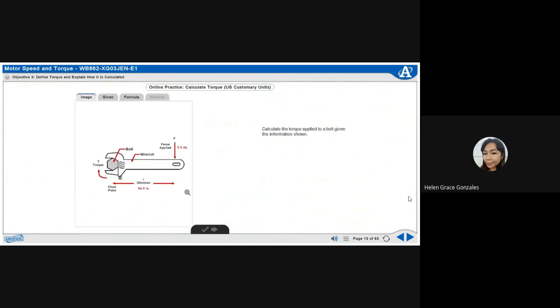Calculate the torque applied to a bolt given the information shown. Round your answers to the nearest hundredth. For example, round 1.025 to 1.03 and round 1.024 to 1.02.